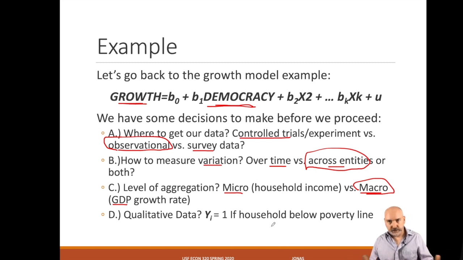And then quantitative versus qualitative, you might have something like at the micro level, we might measure growth as whether the household is below the poverty line or not. So a 0-1 case. I don't know why I didn't think about the democracy variable, because we can think of that as kind of an either-or situation. It's coded as a 1 if the economy is democratic, and a 0 if it's not. I know there are shades of gray in between, but that might be a good candidate for a qualitative variable.